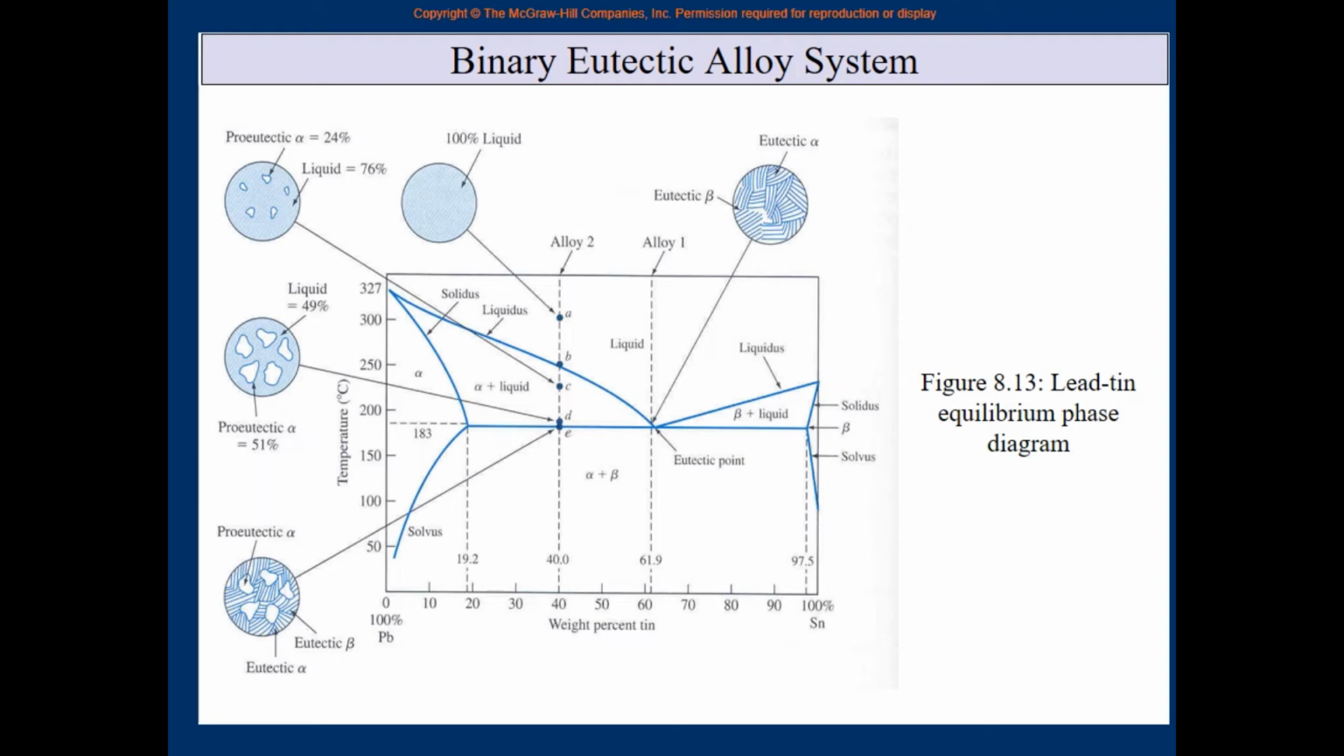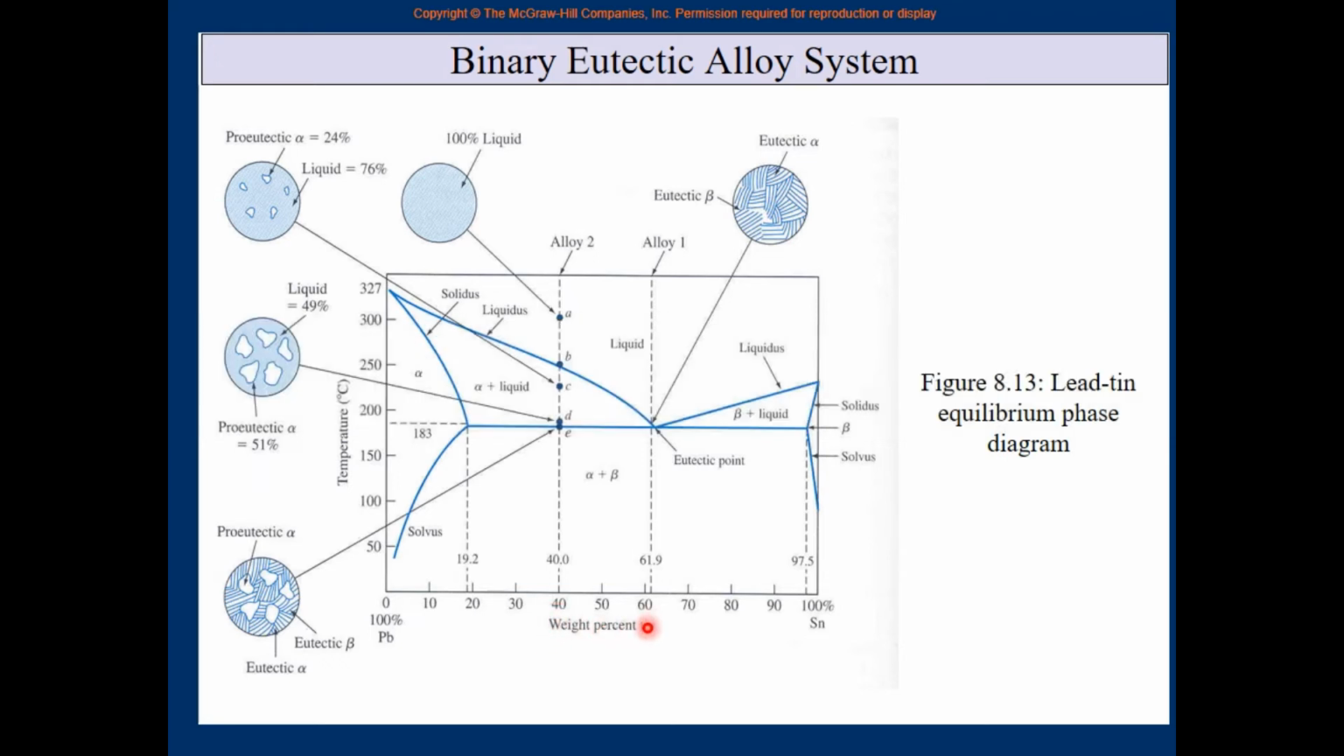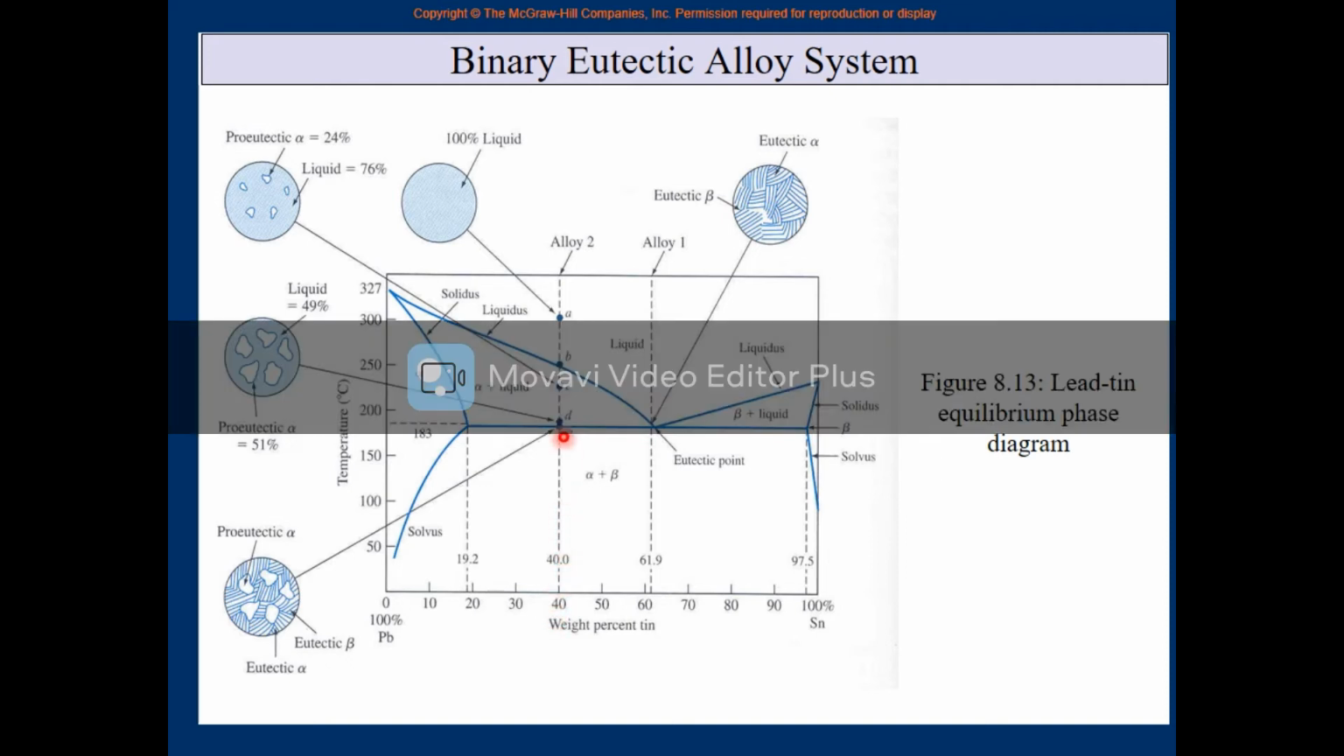Now let us take another example: a 40% tin sample. Sorry, I said nickel earlier, but there is no nickel. This is a lead-tin diagram, so sorry for my mistake. 40% tin, right? So we just draw a vertical line.